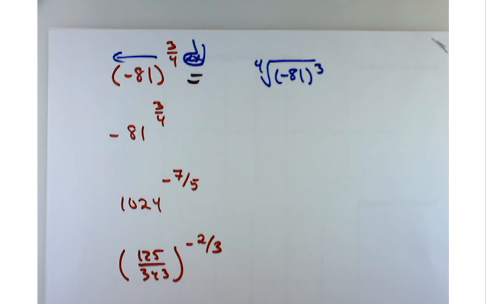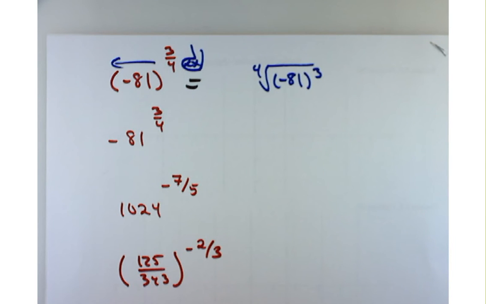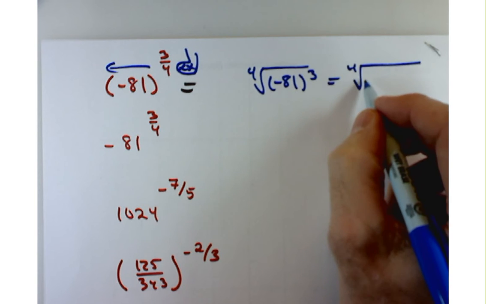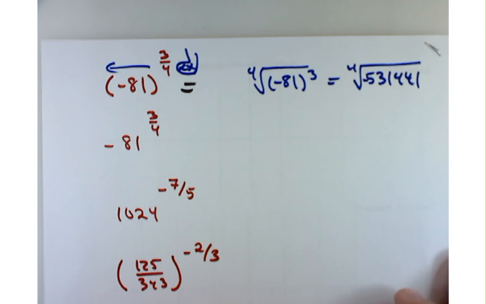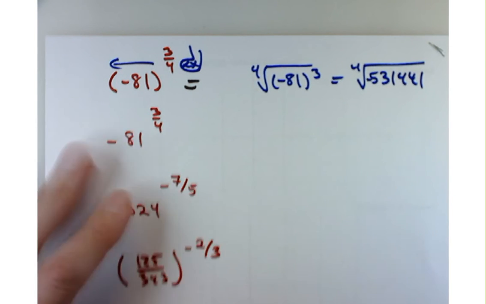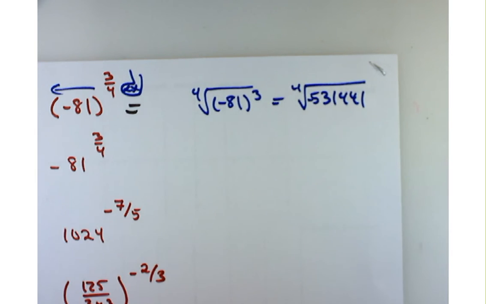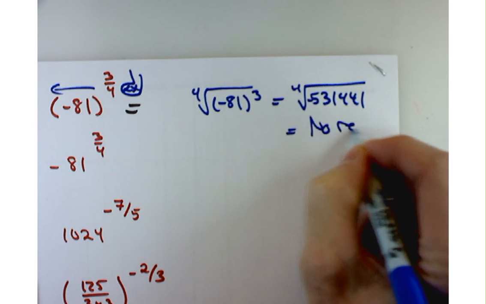So great. Now you can kind of start telling that there's going to be a problem underneath here. And the reason for that is because you're going to end up with a negative number underneath the radical. So if you were to actually cube this out, you'd get the 4th root of 531,441. But it'd be negative. And there's a problem there, right? You can't take the even root of a negative number. Odd root, you're okay. But even root, no real number.